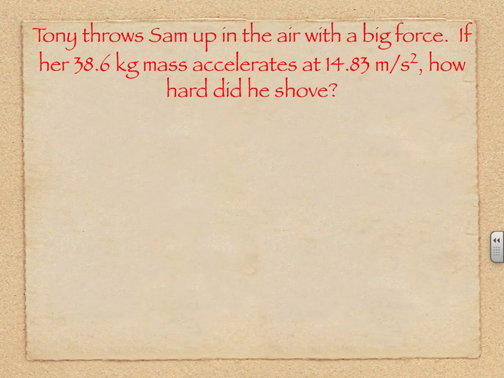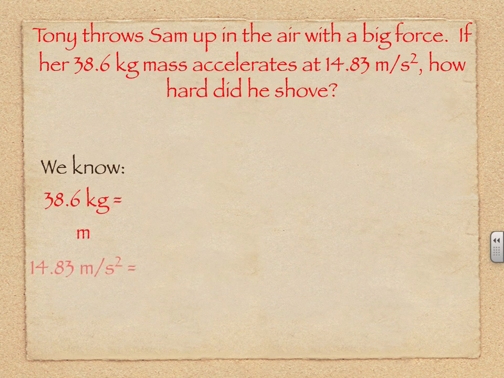Tony throws Sam up in the air with a big force. She has a 38.6 kilogram mass that accelerates at 14.8 meters per second squared. How hard was he shoving? So again, I see our first number is kilograms. Kilograms has to be mass. And then we see a meters per second squared, and that has to be acceleration. And then we're looking for how hard did he shove, so we're looking for which force? If it's the force he's shoving with, then that's the applied force.